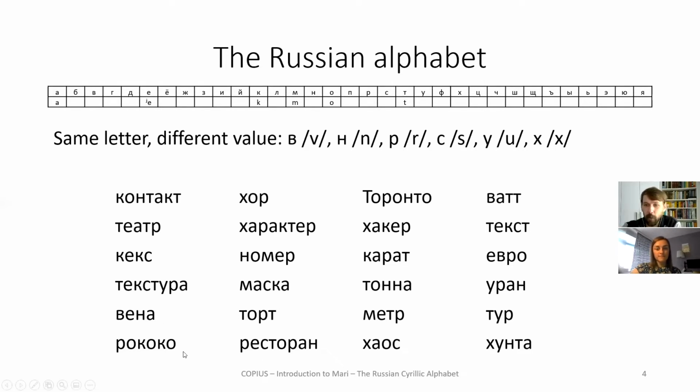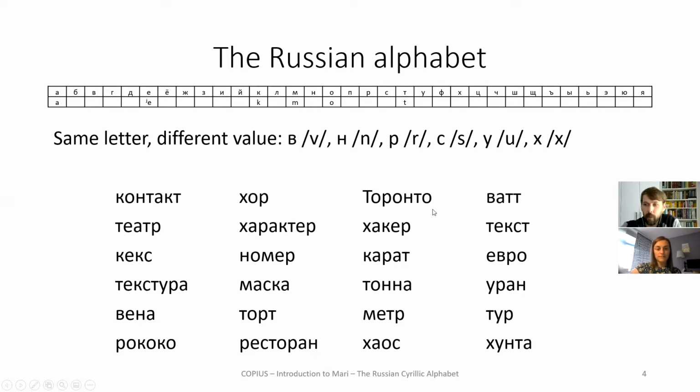Рококо, rococo. Хор, choir. Характер, character. Номер, number. Маска, mask. Торт, like tart, like the kind of cake. Ресторан, restaurant.